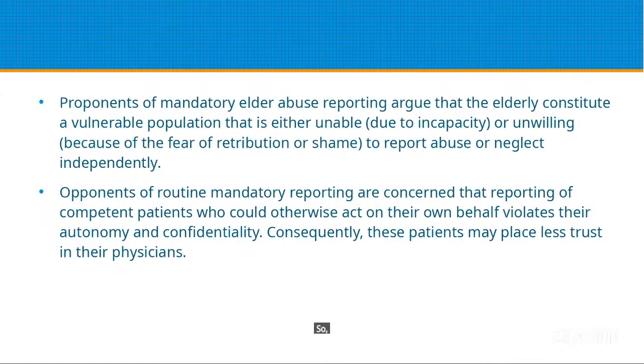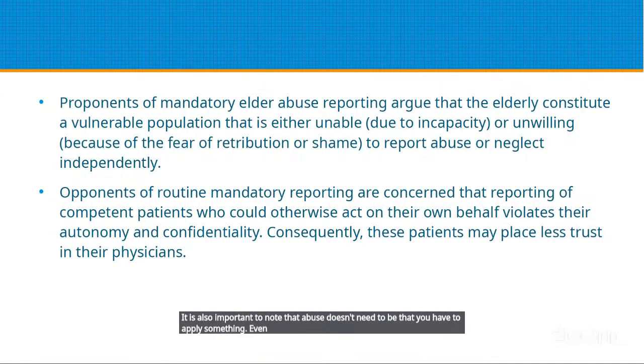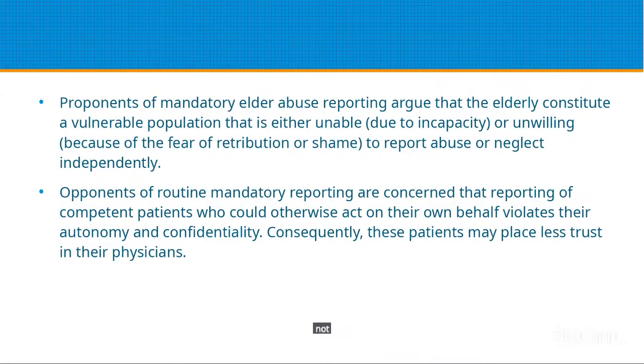So there are two factions when it comes to elder abuse. Those who support mandatory elder abuse reporting say that elders constitute a vulnerable population. They're either unable or unwilling to report abuse, maybe due to fear of retribution, or due to incapacity, they are not able to report the abuse and neglect that they have. It's also important to note that abuse doesn't mean you have to apply something. Even neglect is considered abuse. Not feeding, not providing their basic necessities is also considered abuse.